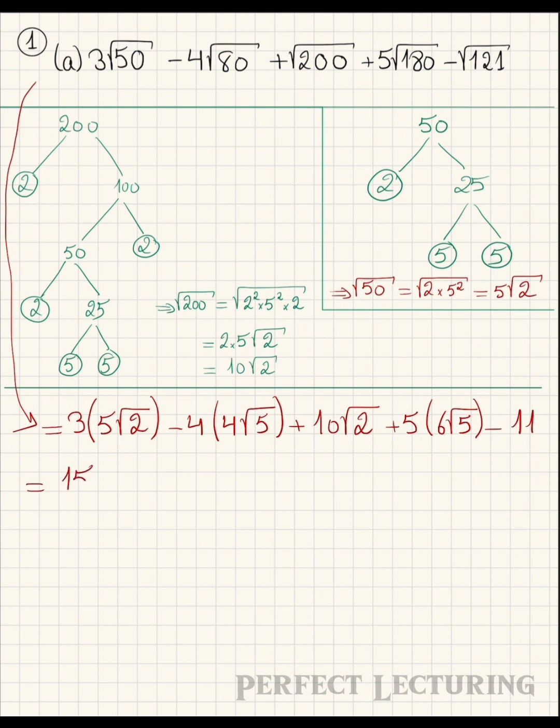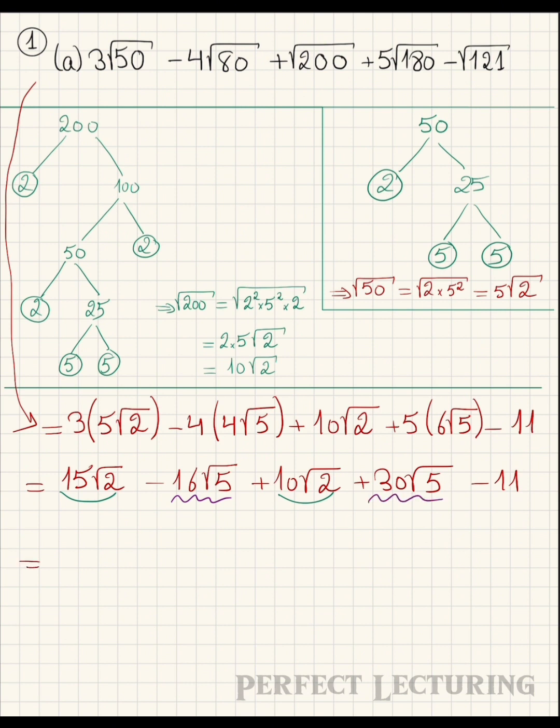So this becomes 15 square root of 2 minus 4 times 4 is 16 plus 10 root 2 plus 30 root 5 minus 11. Now we look for the terms which have the same radicand. So we have this and this, as well as this term and this term. So 15 root 2 and 10 root 2, we add 15 and 10 becomes 25 root 2. Negative 16 root 5 plus 30 root 5 is 14 root 5. And finally, we copy the 11, and that's the simplest answer.